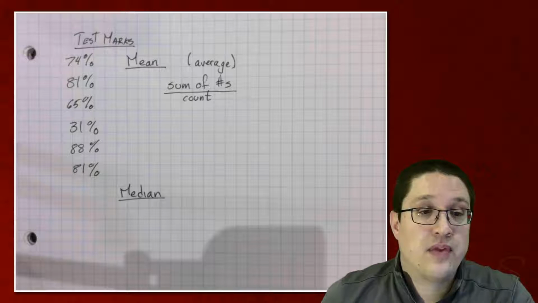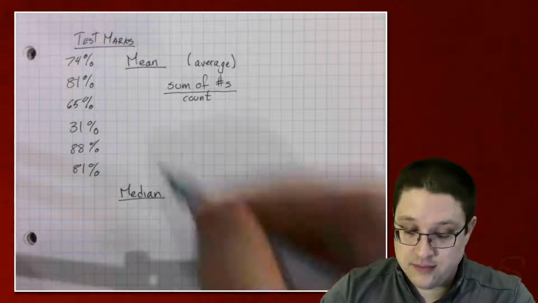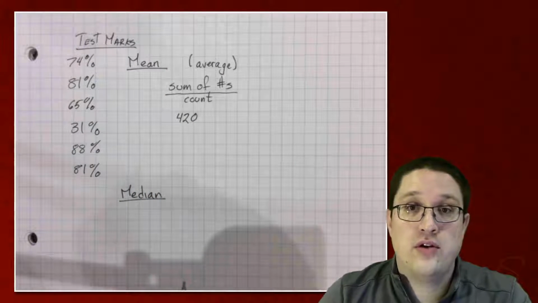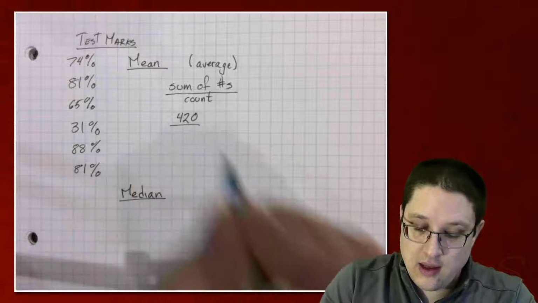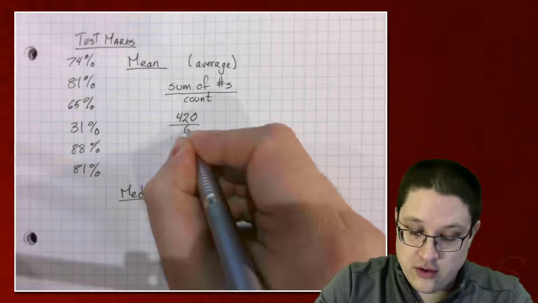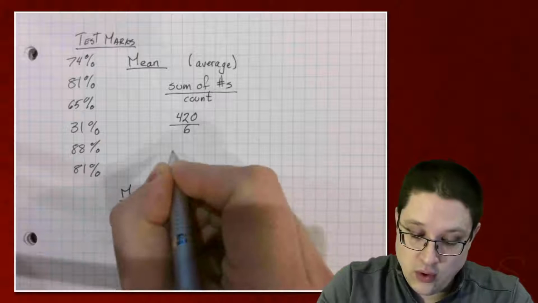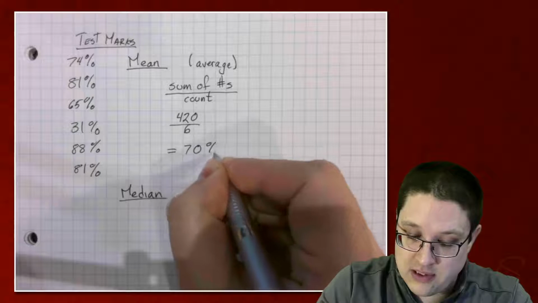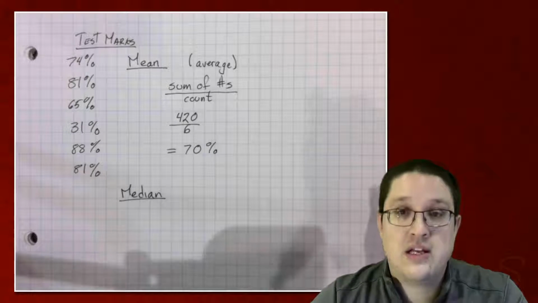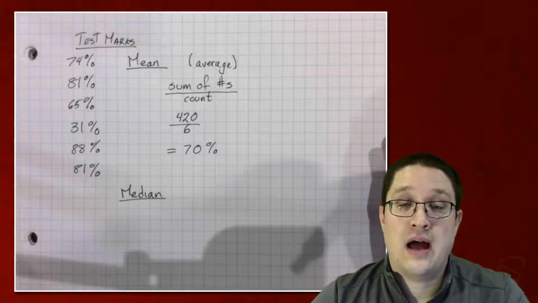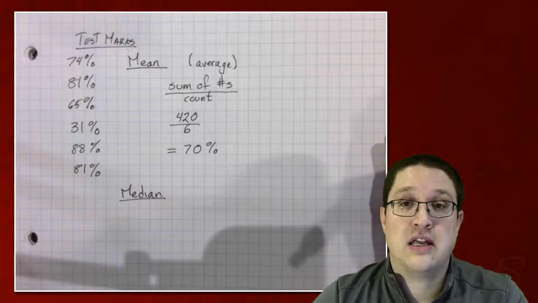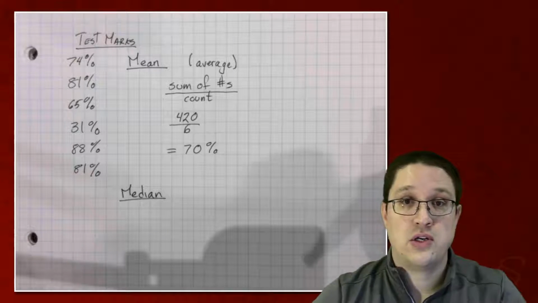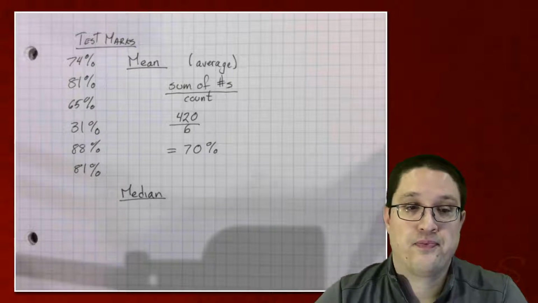So in this case, if I take all 6 of these numbers and add them up, I get 420. If I then take 420 divided by 6, this will get me my average, which works out to 70%. So if these were your test marks throughout the semester, your average test mark or your mean test mark is 70%. Now, this can be a good description. Sometimes it's not a great description.